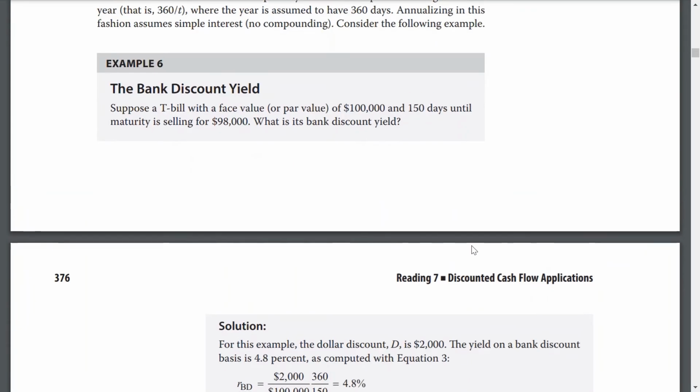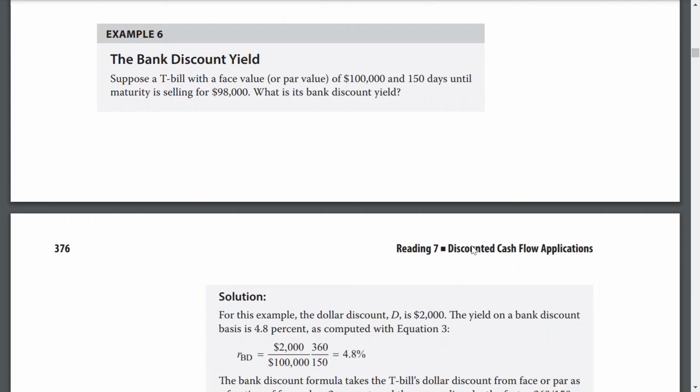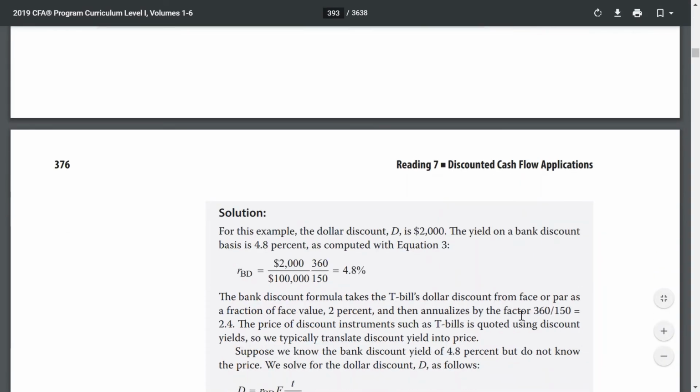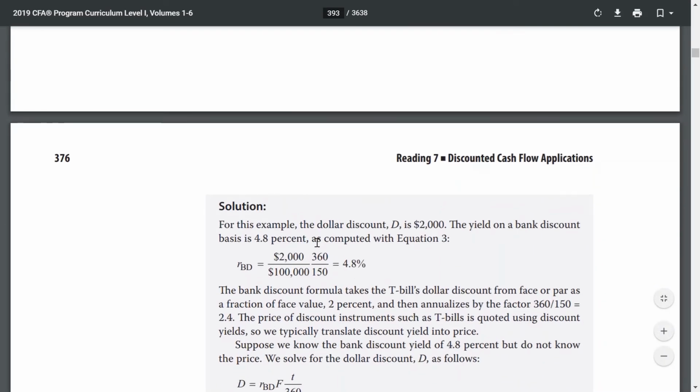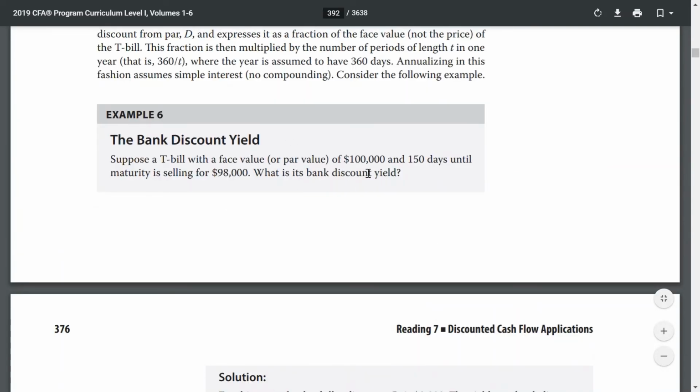Example 6, the bank discount yield. Suppose a T-bill with a face value, or par value, of $100,000 and 150 days until maturity is selling for $98,000. What is the bank discount yield? For this example, the dollar discount D is $2,000, because if we subtract $98,000 from $100,000, we get $2,000.